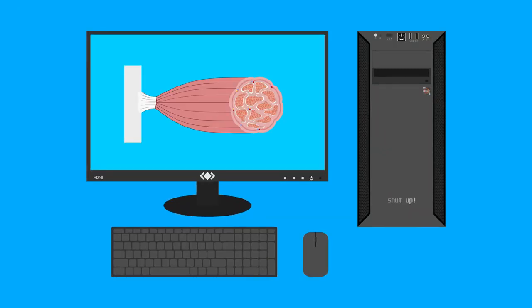I hope you learned something about computers and muscles. Your biology teacher would be proud of you.